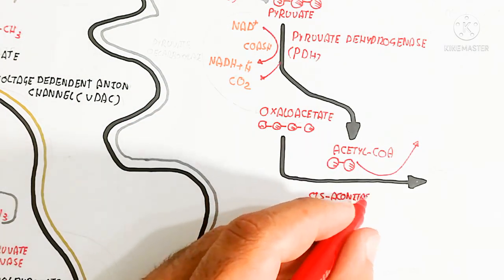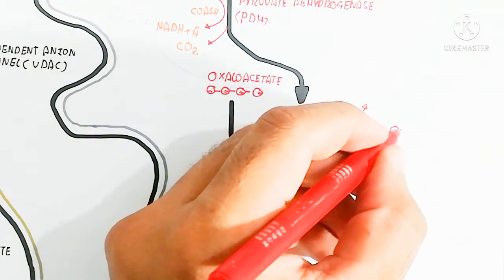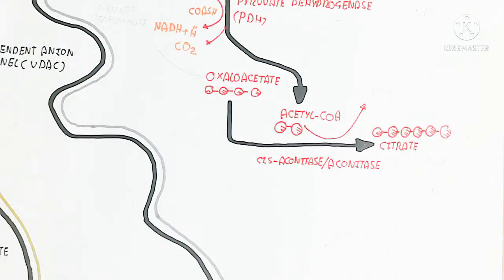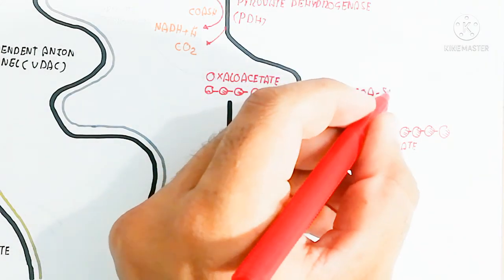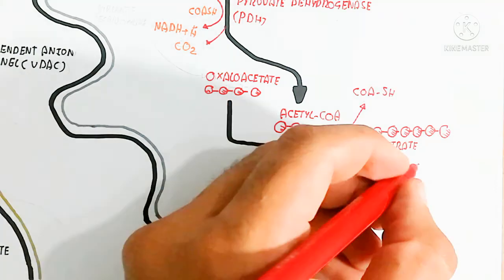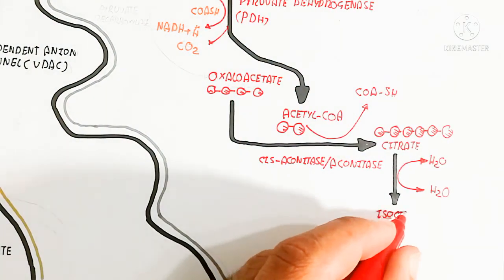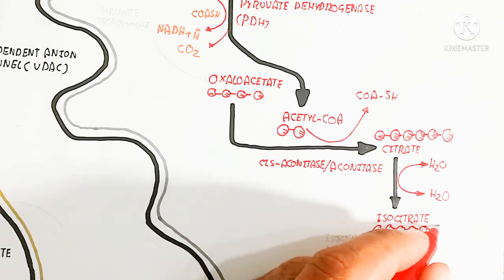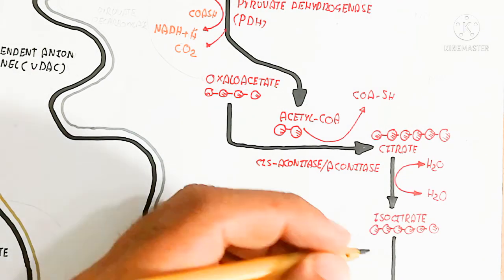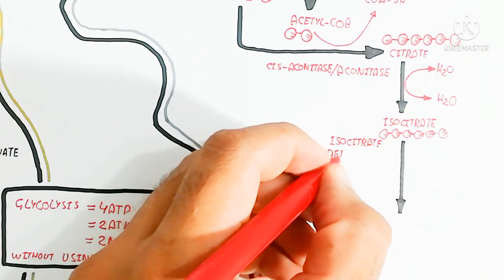So here the citrate synthase enzyme is used, by the binding of the acetyl group, the CoA will be released and citrate is formed. This citrate contains 6 carbons. This is the first step of the citric acid cycle, so that is known as the citric acid cycle. Then water will be removed or added to produce isocitrate, which is reversible.